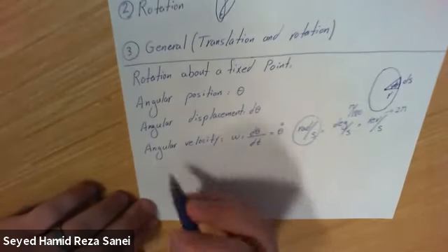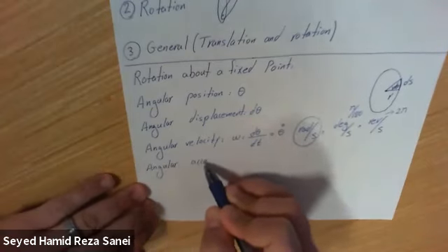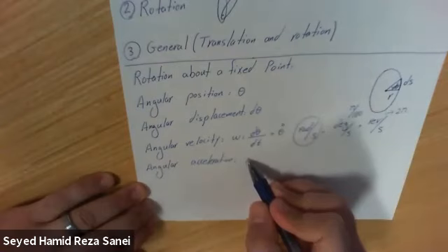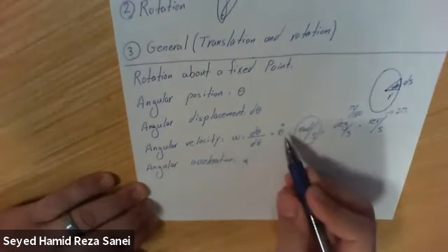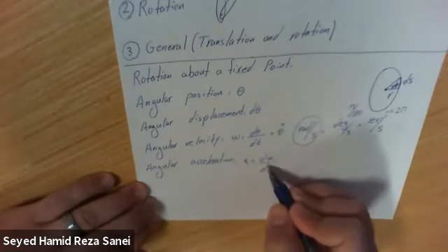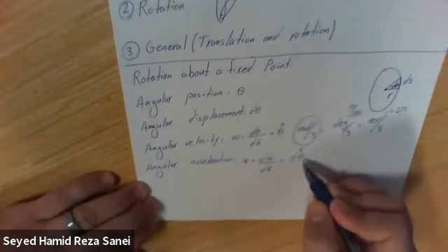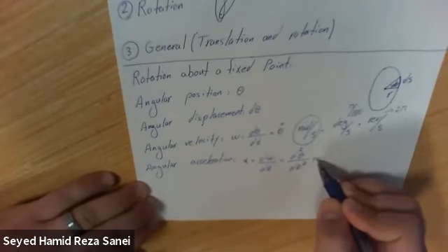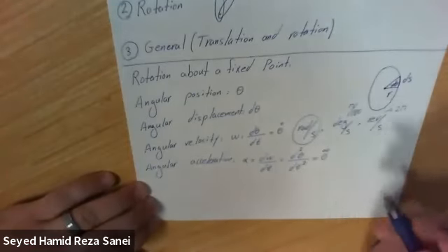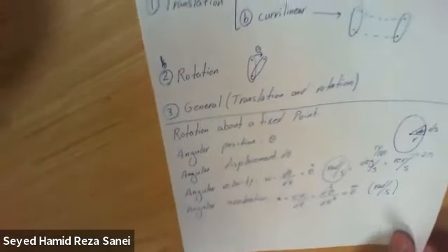Then the next would be the angular acceleration. The definition of angular acceleration is the same. We show it by alpha. Alpha would be d omega over dt. Omega is already d theta over dt, so that would be the second derivative. Also, we can call it theta double dot. So alpha is theta double dot, omega is theta dot, and the unit is radian per second squared.